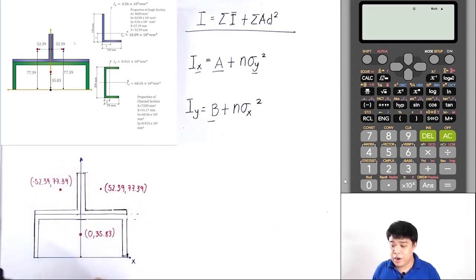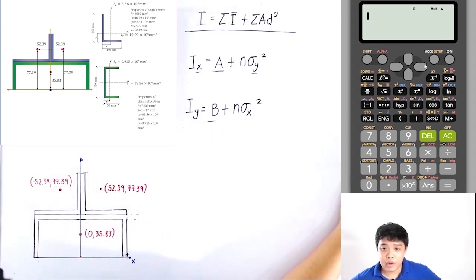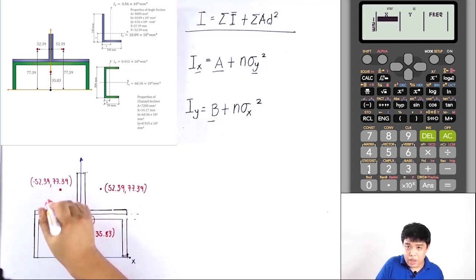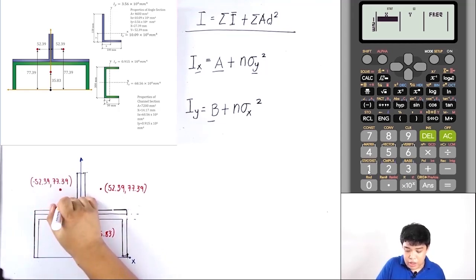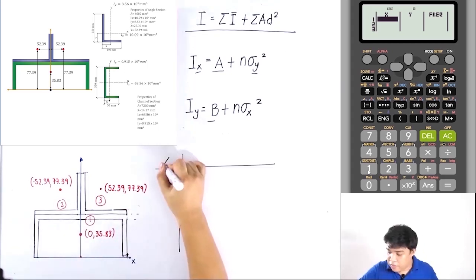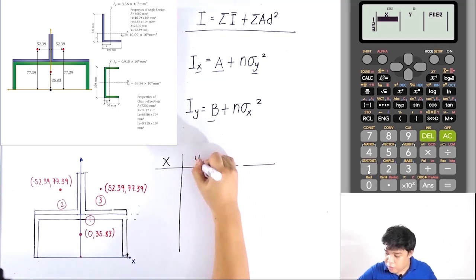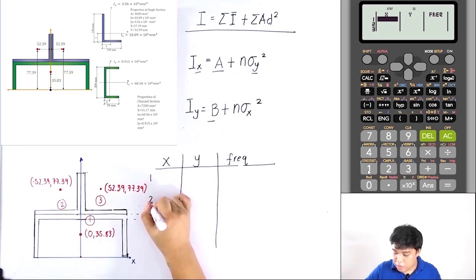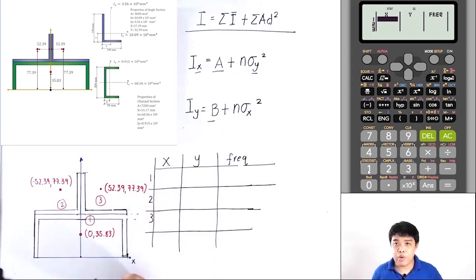You go over with your calculator and go to mode 3, 2, and then you turn on the frequency. So you press shift, setup, and then arrow down, 4. Turn it on. To avoid confusion, let me say that this channel is area 1, the angle on the upper left is area 2, and this angle on the right is area number 3. You have x, you have y, and you have the frequency. I will also put 1, 2, 3 here. You will put the coordinates of each.